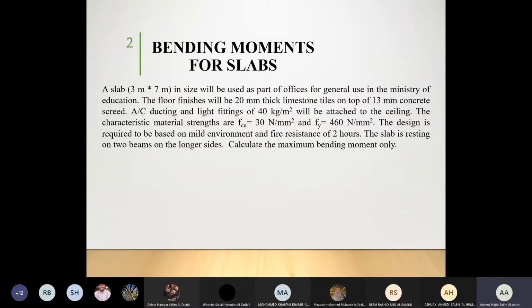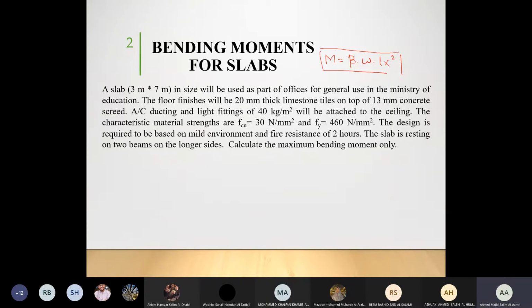So once again, the question asks us to calculate the maximum bending moment according to whatever equation we have. Now, as we said, the equation which is used for the bending moment is M equal to beta into W or N multiplied by Lx squared. So this is the general form of your moment.